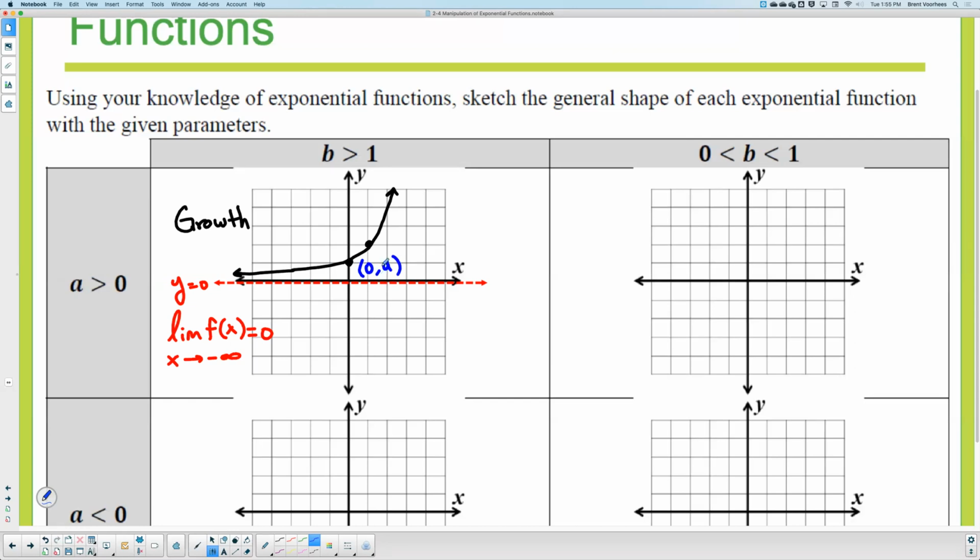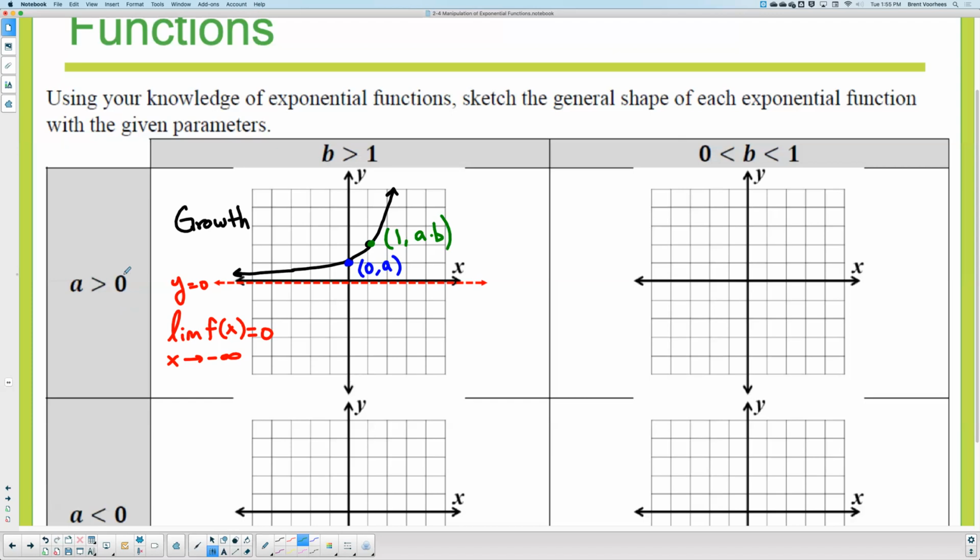The second point, and the third key feature, so first key feature, second key feature, third key feature, will be the point 1 comma a dot b. So whatever a and b are, if you multiply them, when you go one unit to the right, that's where you'd get there.